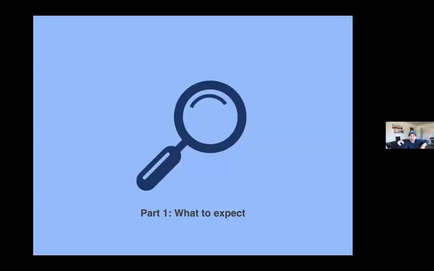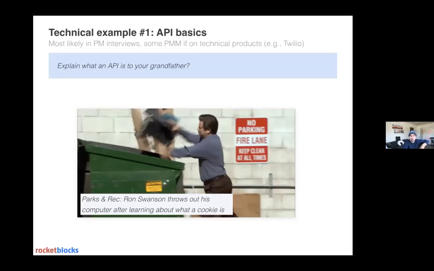Okay, so let's go ahead and jump in. Let's talk about what to expect. First, I just want to go through some examples. What does a technical question that might come up in a PM interview look like? This is a classic one that comes up. It's testing whether you know what a core piece of technical infrastructure that helps modern software products run is.